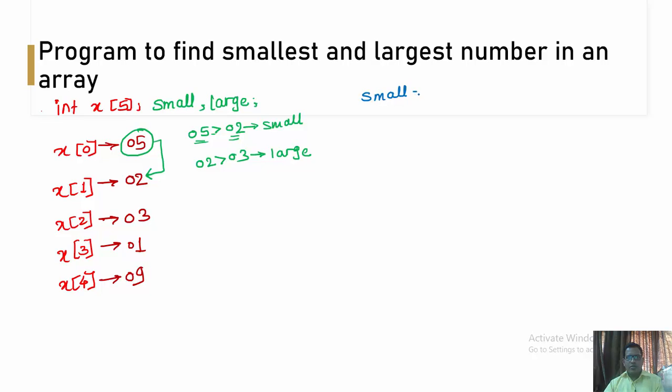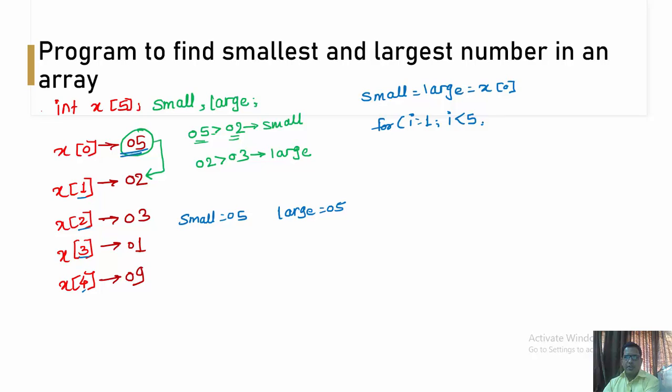So first, small is equal to large is equal to x of 0, right? Whatever my first element is, I am going to assign it to variable small. So small is going to hold the value 05, as well as variable large is going to hold the value 05. Now just compare with the rest of the index elements, that is with x of 1, x of 2, x of 3 and x of 4. And for that, for i is equal to 1, i should be less than 5 and i plus plus.